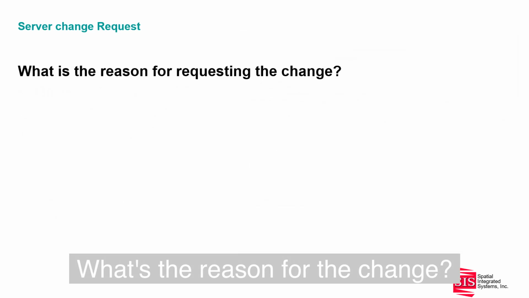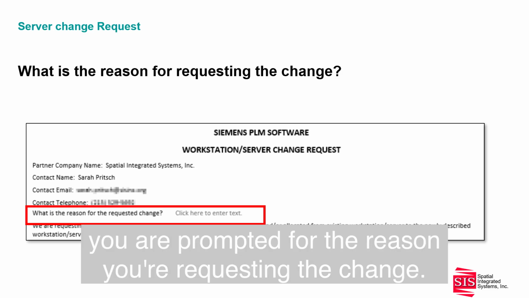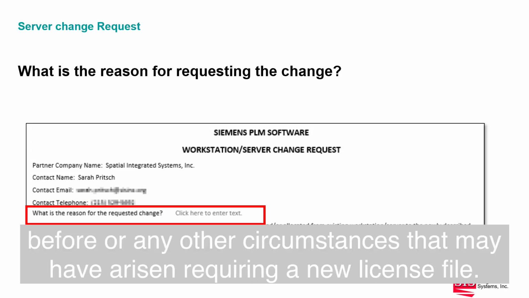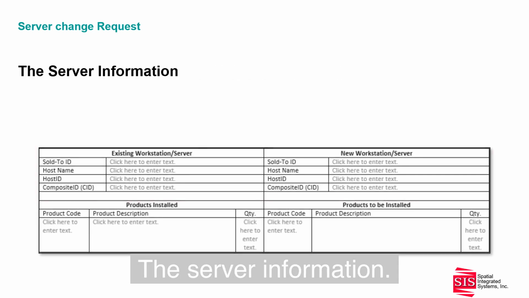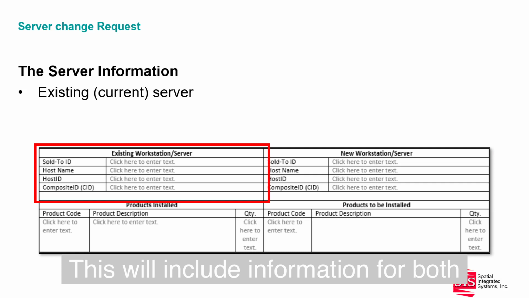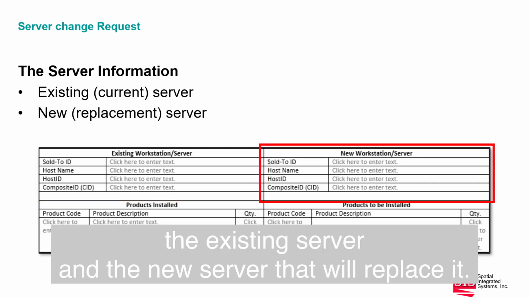What's the reason for the change? In the header of the form, you are prompted for the reason you are requesting the change. This can be for any of the examples given before or any other circumstances that may have arisen requiring a new license file. The server information. The center of the form contains fields for the server information. This will include information for both the existing server and the new server that will replace it.